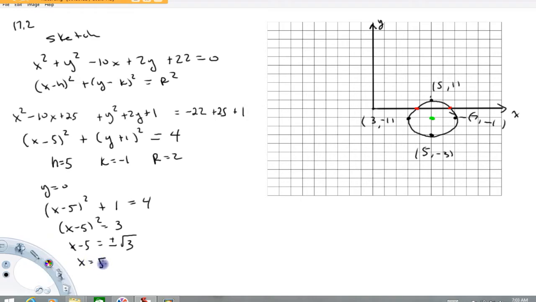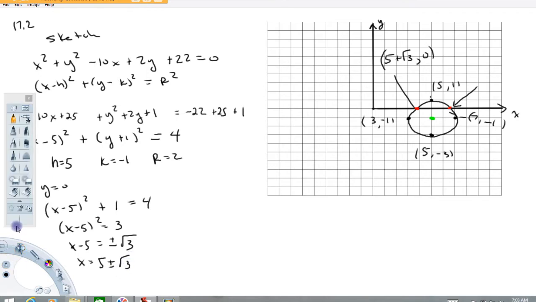So that's going to be 5 plus or minus root 3. So this coordinate right here in red, the coordinates of that point is 5 plus root 3, 0. And that one right there is, oh, I'm sorry, comparing these two roots, that's the smaller x value. That's 5 minus root 3. That was my bad. And then this one is 5 plus root 3, 0.